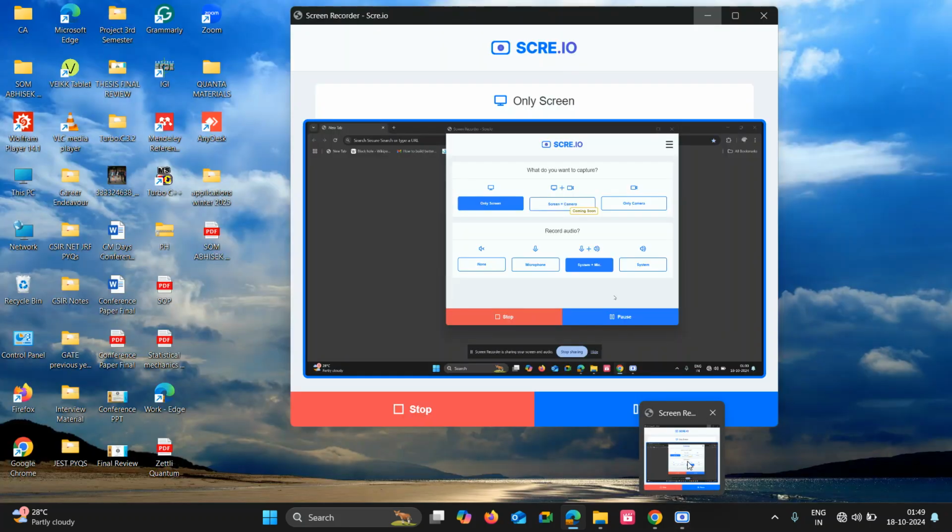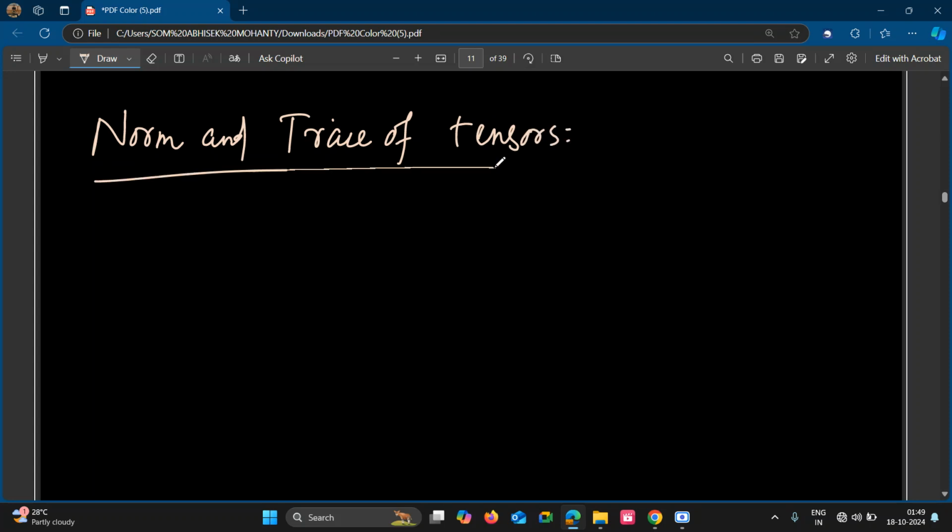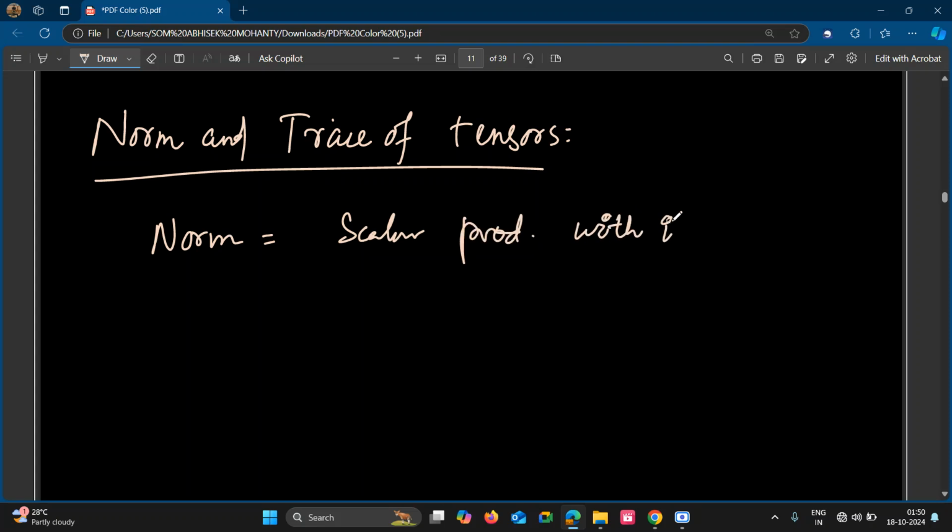That is called norm and trace of tensors. What is norm and trace? Very easy thing. Norm of a tensor of any rank is this scalar product with itself. So norm can be written as scalar product, writing it very short, with itself. That is simply norm.